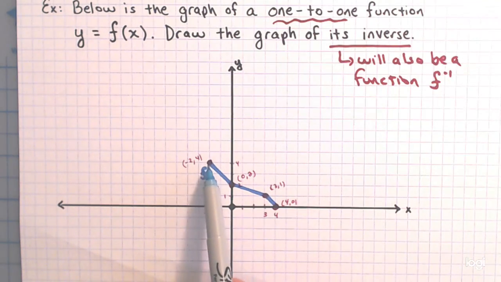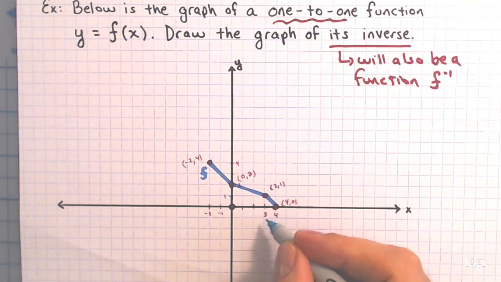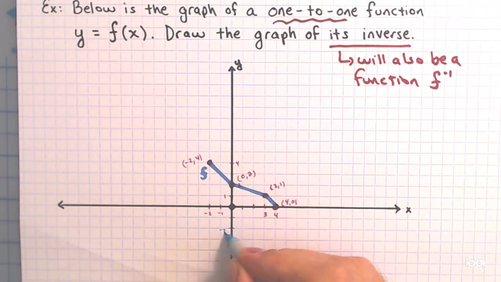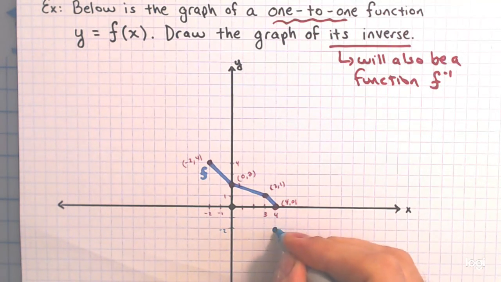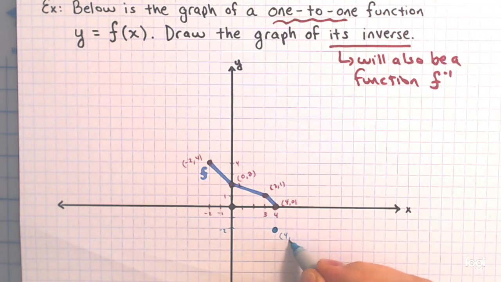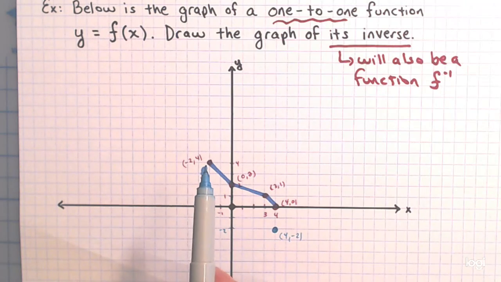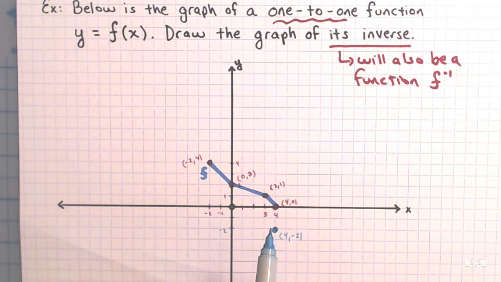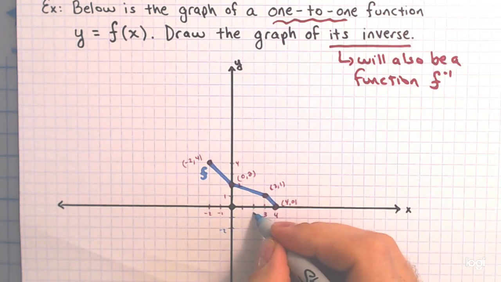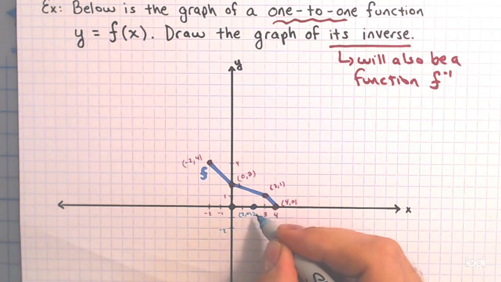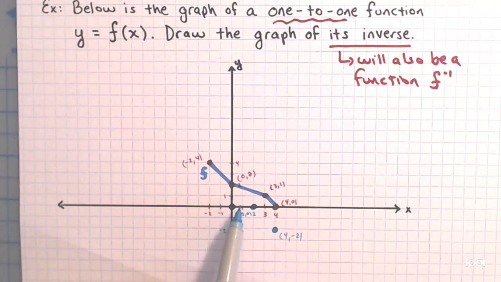So (-2, 4) is on f, meaning that (4, -2), this point, is on f inverse. Right? And again, these two points should be a reflection across the line y equals x. (0, 2) is on f, so (2, 0), this point, is on f inverse.